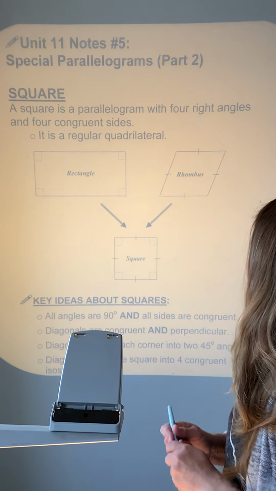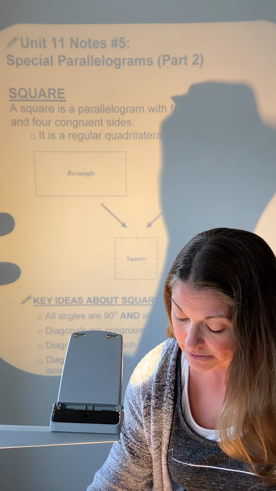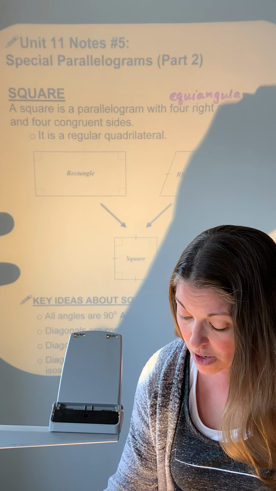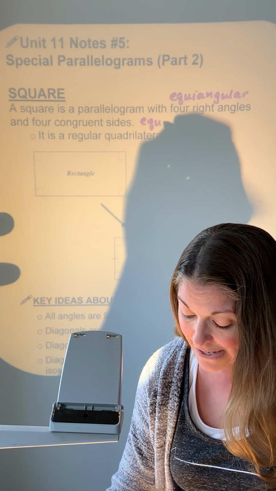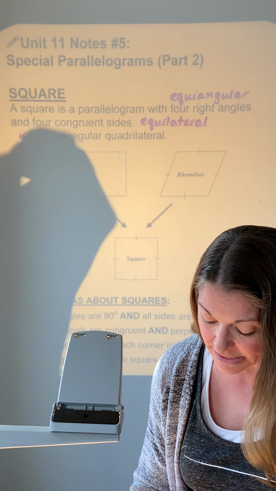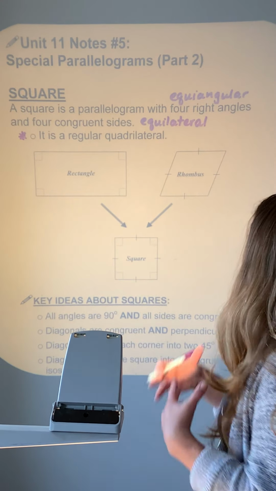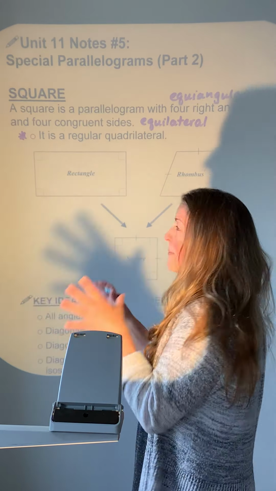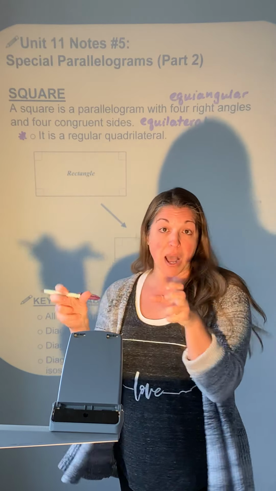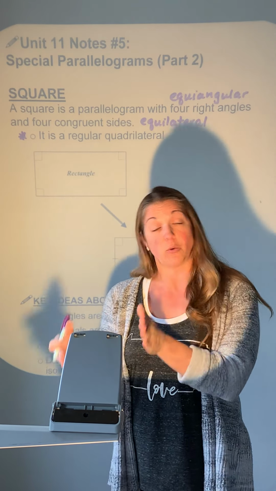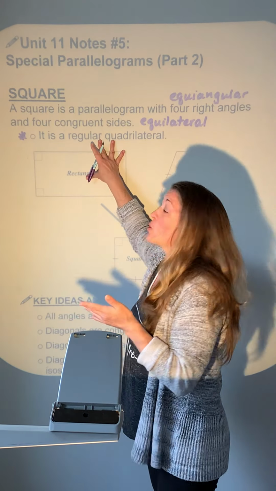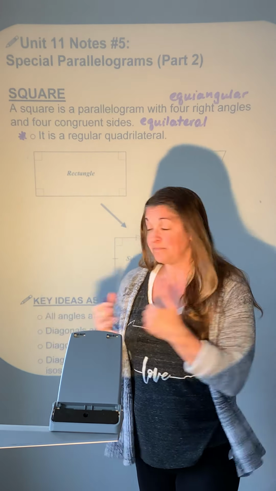So remember that means that it is equiangular, and that means it is also equilateral, which brings us to this next statement here, that the square is the regular quadrilateral. If you remember from the very first section of notes in Unit 11, we talked about regular polygons. Regular polygons were both equiangular and equilateral. So the official regular quadrilateral's name was the square.